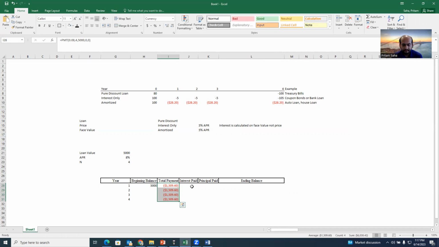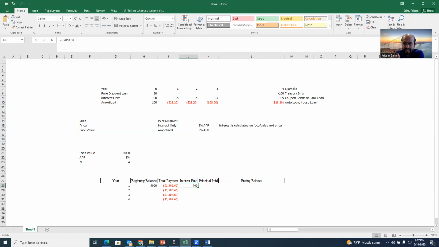Now, interest paid. When you calculate interest, we have to be careful. Interest is always paid based on the beginning value, okay? So 8% on the beginning value. This is my beginning value times 8%. This is interest paid, okay?